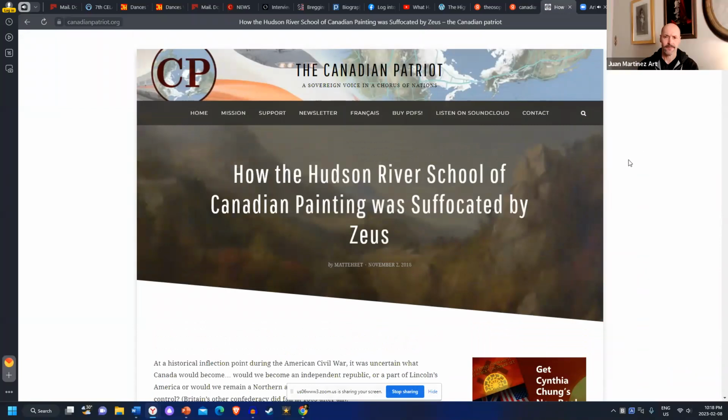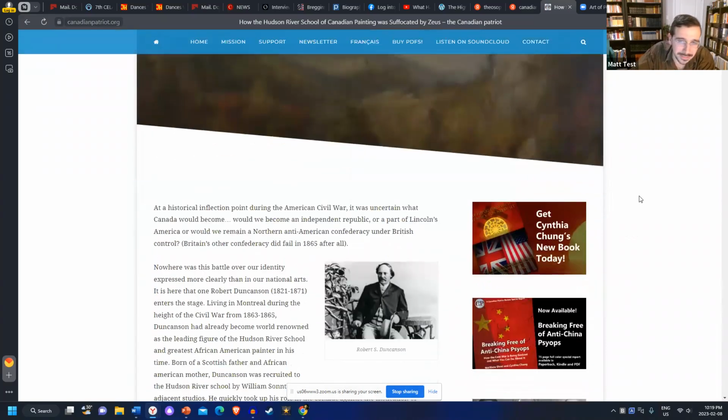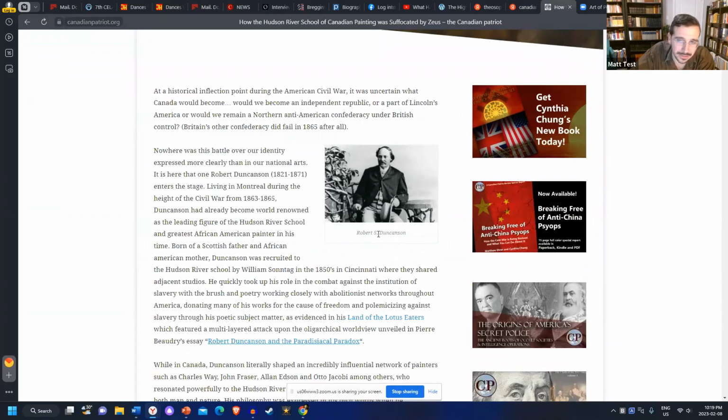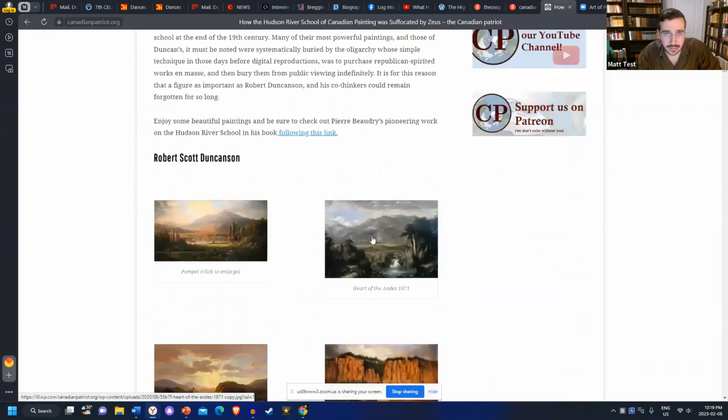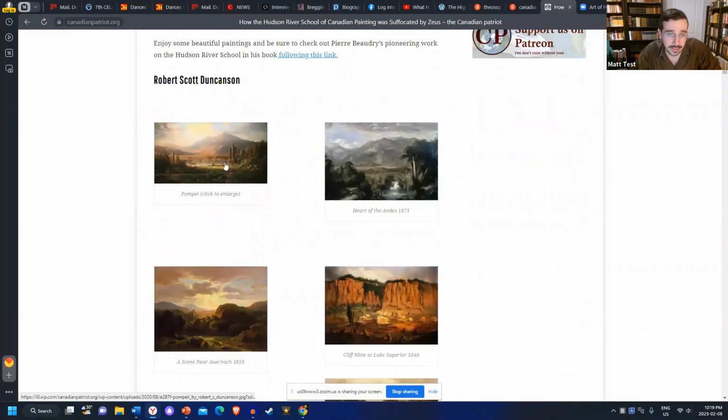That's an article, it's going to be unpacked a lot more, called "How the Hudson River School of Canadian Painting Was Suffocated by Zeus." It's a good addendum to this class, because there's this character I didn't talk about who merits almost a whole presentation. He's African American, well, half black. His dad was Scottish and his mom, I believe, was a former black slave. Robert Scott Duncanson.